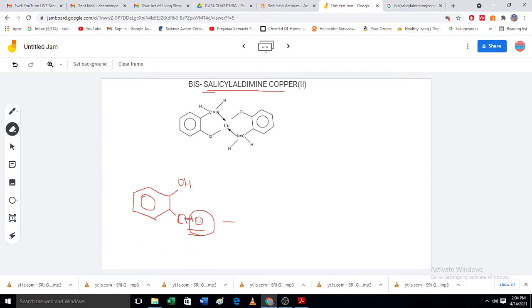I think these are all known things. I just want to make you all refresh so that whenever you study this, you need not learn the structure by heart. You can design or write the structure on your own. So this is salicylaldehyde, and this is when treated with ammonia. So when treated with ammonia or any amine for that matter, if R is H it is ammonia. Otherwise it is R. Okay.